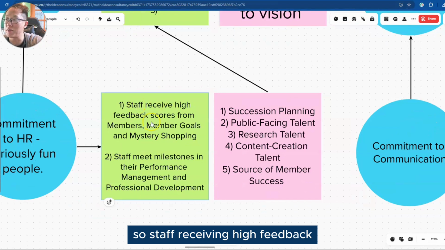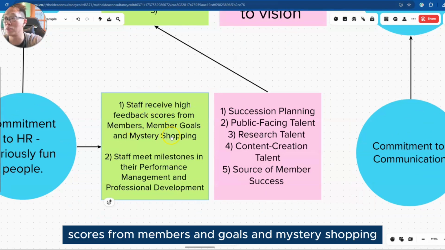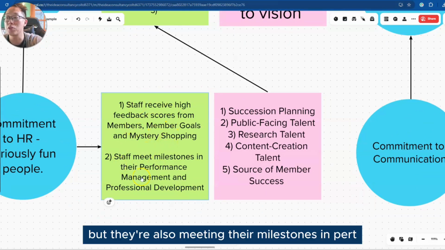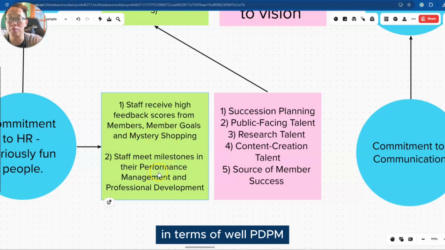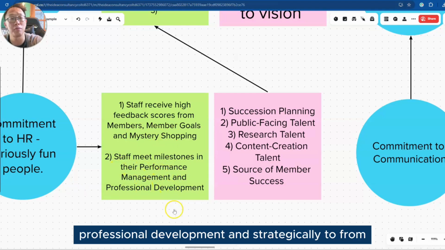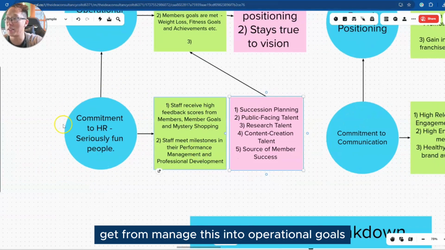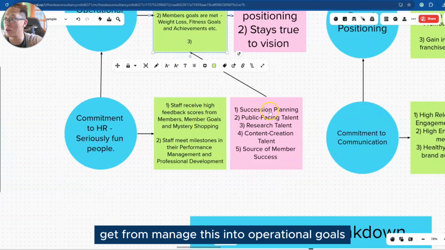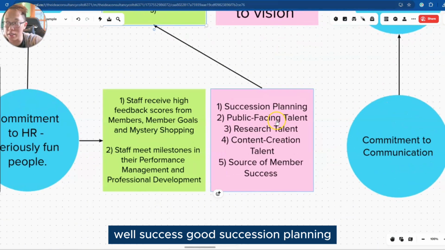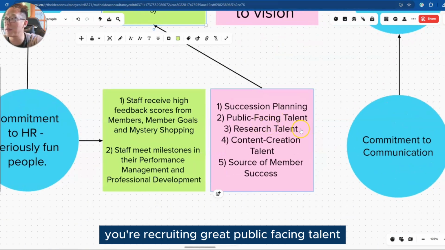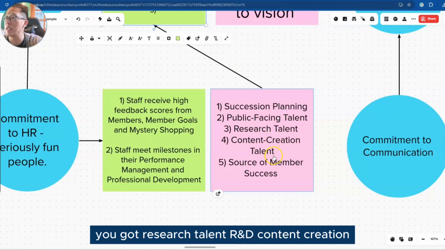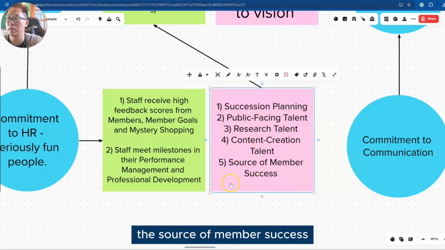So staff are receiving high feedback scores from members and in mystery shopping, but they're also meeting their milestones in terms of PDPM, so performance management and professional development. And strategically, to manage this into operational goals, good succession planning. You're recruiting great public-facing talent. You've got research talent, R&D, content creation, the source of member success.